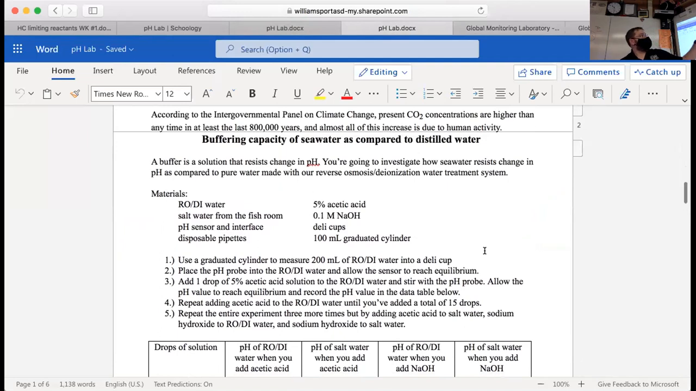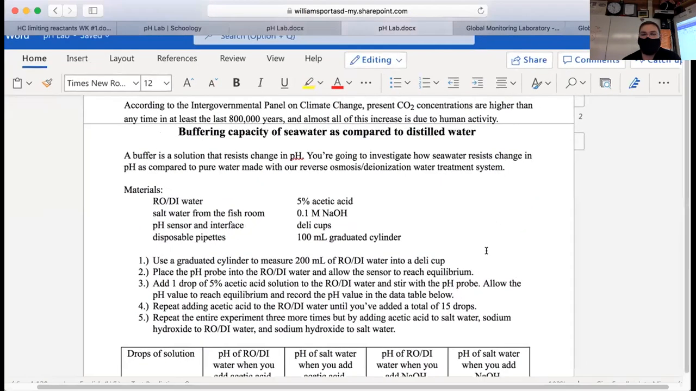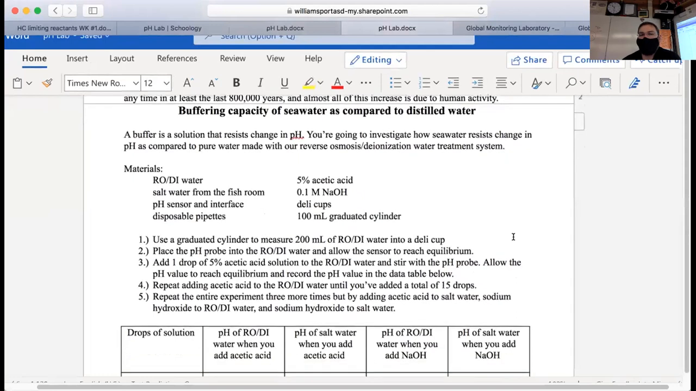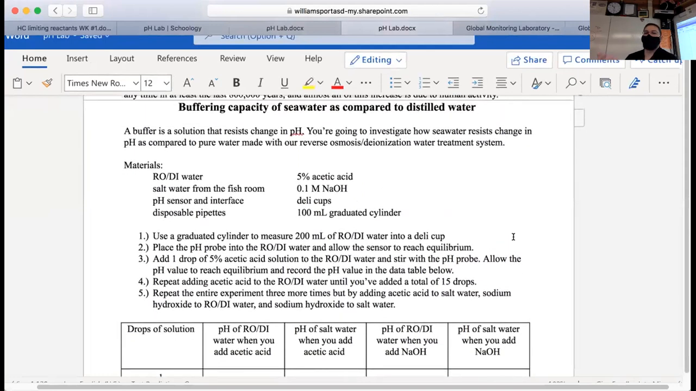What we're going to do on Monday, if you look on the third page, there's a big chart. You're going to take some different solutions and add acid or base. On the page that says buffering capacity of seawater as compared to distilled water: buffering is the ability for water or a solution to resist changes in pH, in other words, resist the pH going up and down. We're going to compare fresh water, pure water, with salt water.